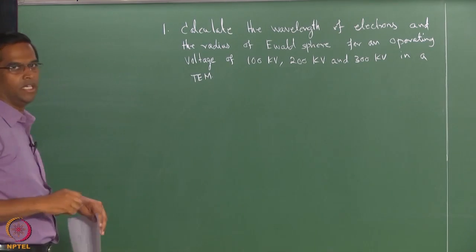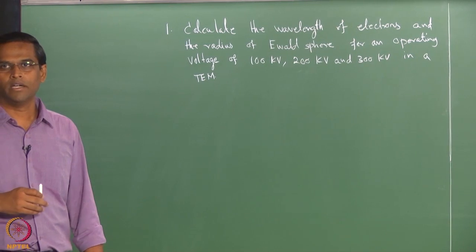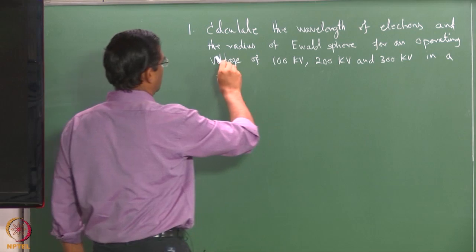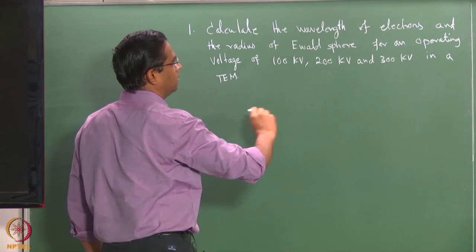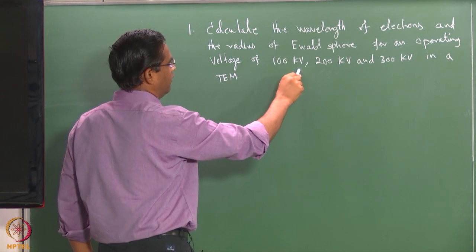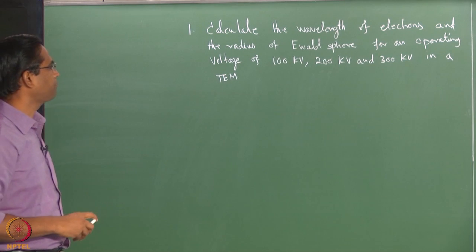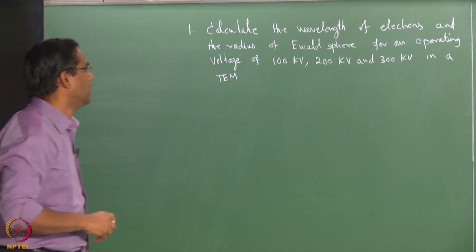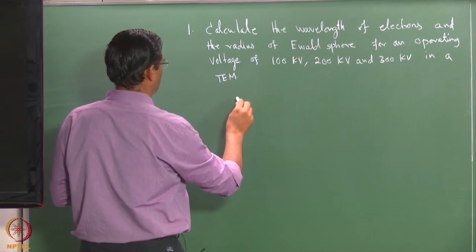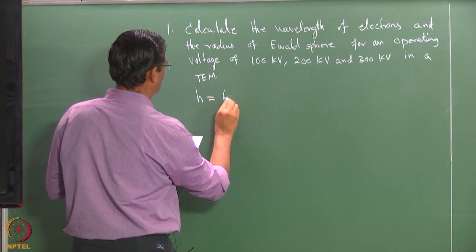So, the first problem is related to the wavelength of the electrons with increase in the accelerating voltage. We have to calculate the wavelength of the electrons and the radius of the Ewald sphere for an operating voltage of 100 kV, 200 kV and then 300 kV in a TEM. So, how to go about it? We have the standard formula, and some of the constants are given in the problem.